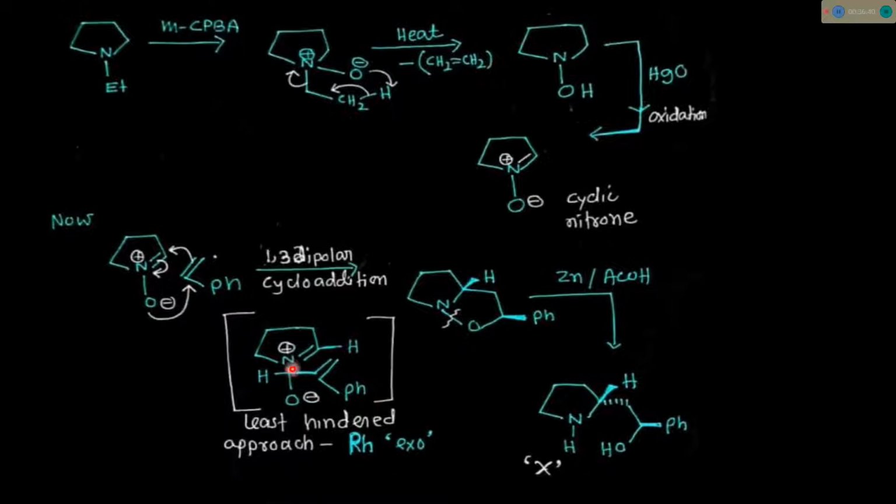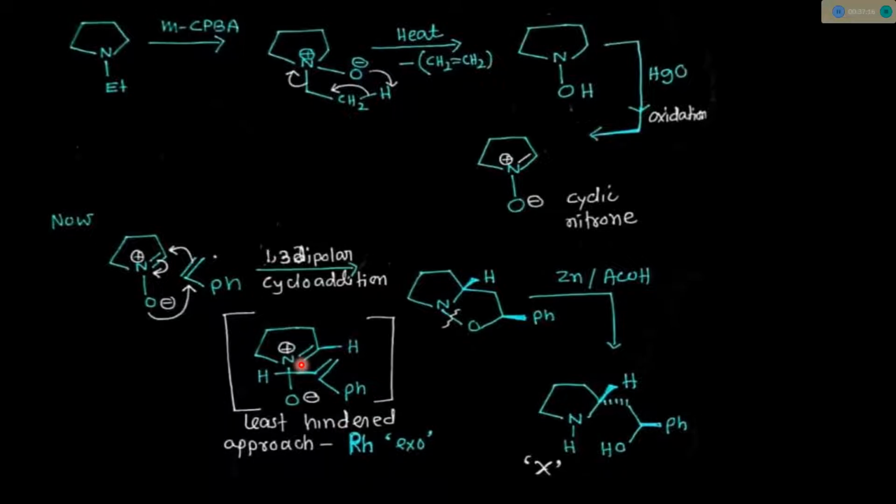Now see, this Ph should be exo, meaning not on the side of this double bond, to release the steric repulsion. If this Ph is on that side, meaning this hydrogen is on the side of the double bond, and Ph is far away from the double bond, that is, Ph should be exo, otherwise there will be steric hindrance.